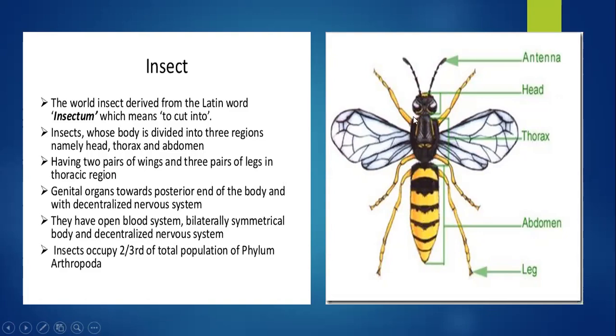How is the body? Both sides of the body are mirror images. Half of the body is a mirror image of the other half, which means bilateral symmetry. When you cut the insect in the middle, both the halves resemble each other identically. So we can say a bilaterally symmetrical body is present in insects, with a decentralized nervous system. Insects occupy 2/3 of the population of phylum Arthropoda. Amongst the invertebrates and vertebrates, insects occupy 75% of the population in the world.